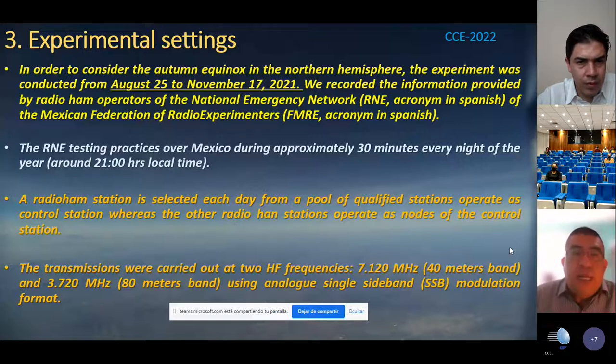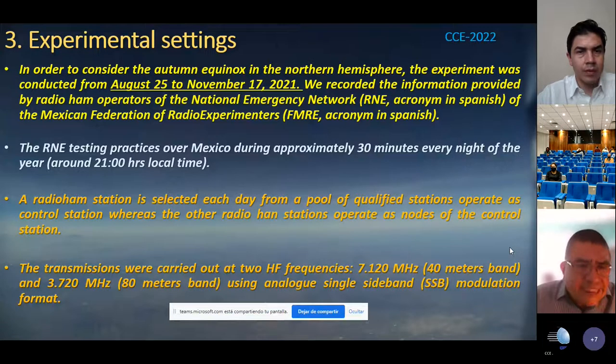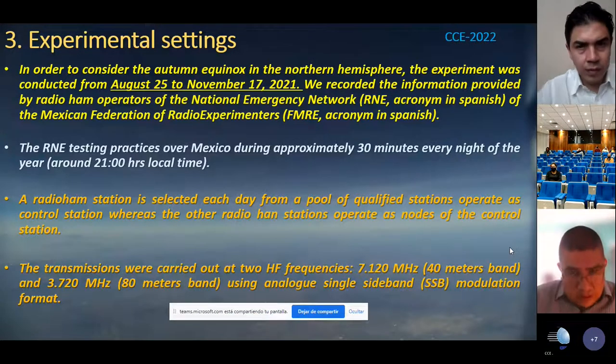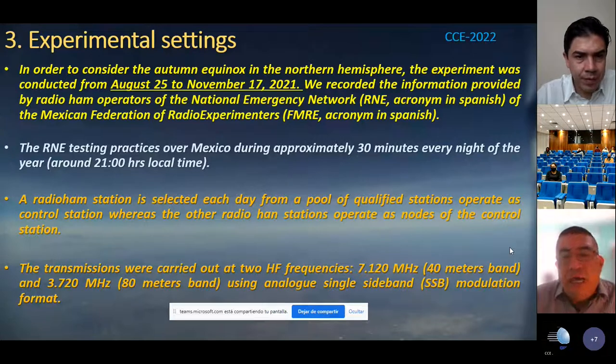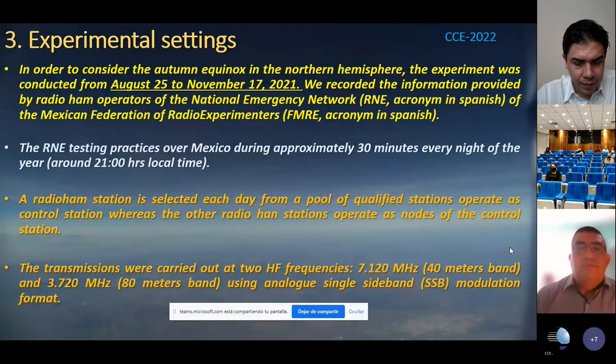A Radio Ham station is selected each day from a pool of qualified stations to operate as control station, whereas the other radio ham stations operate as nodes of the control station. The transmissions were carried out at two HF frequencies, 7.120 MHz, 40 meters band, and 3.720 MHz, 80 meters band, using analog single sideband.